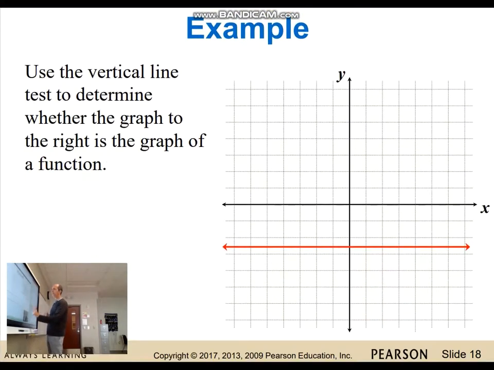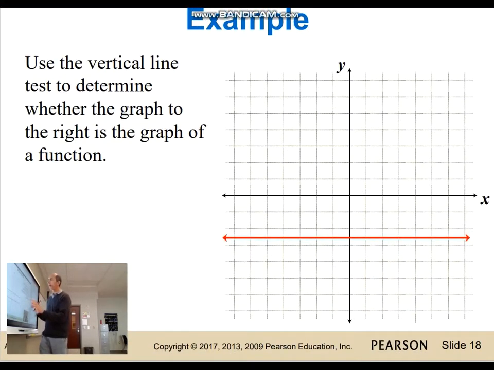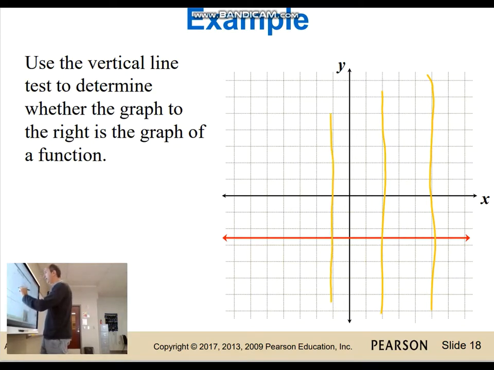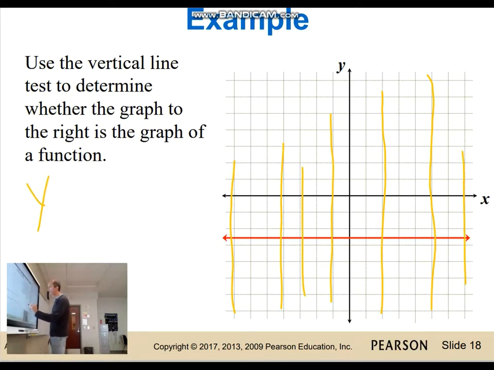Next example. Try to apply the vertical line test here. Draw vertical lines and try to intersect this graph in more than one point. And you can see you cannot, right? You cannot intersect this graph in more than one point. That means yes, it is a function.